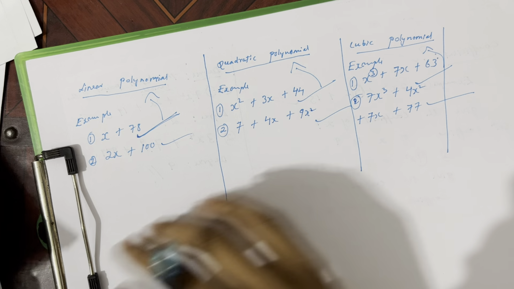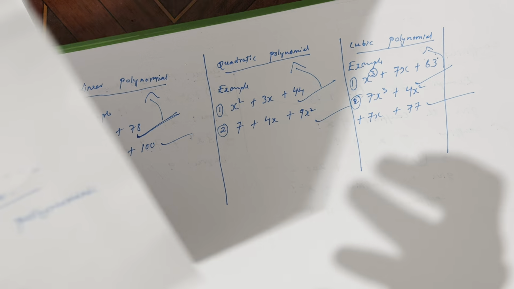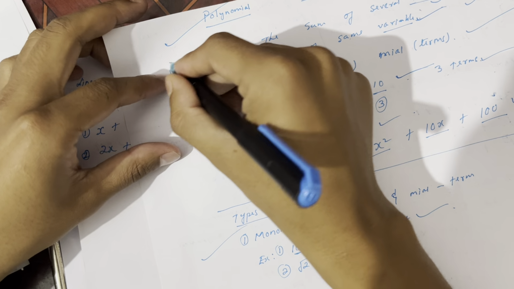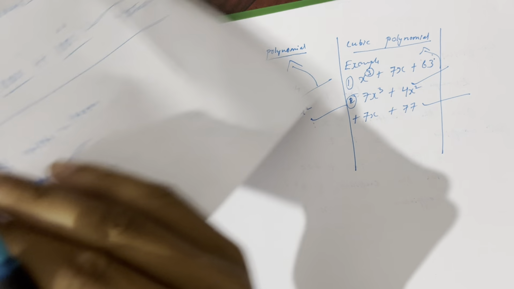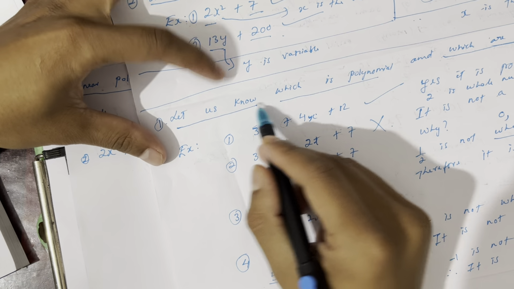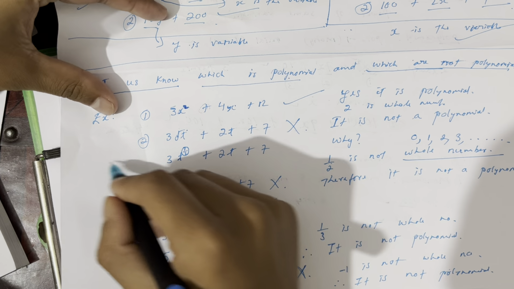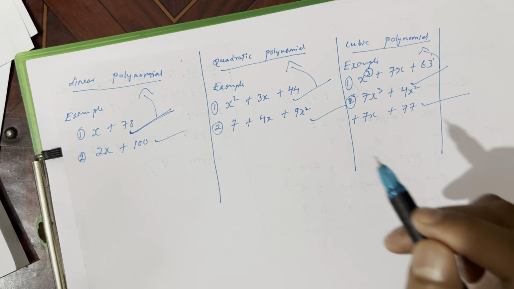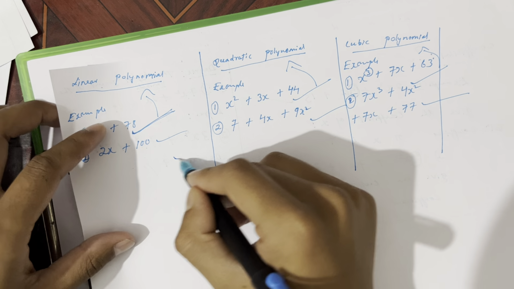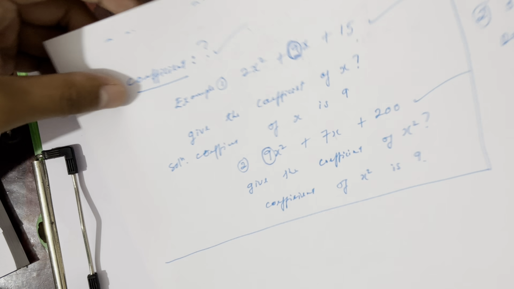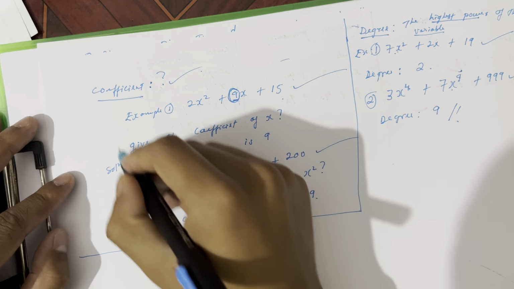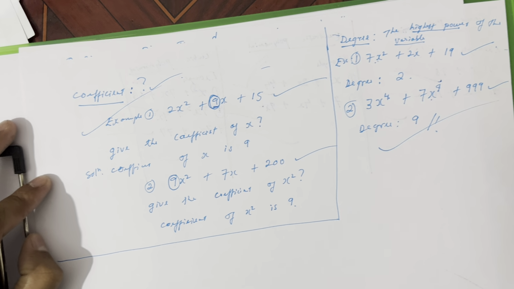After clearing all these concepts, starting from polynomial, you already know polynomial, and then types of polynomial, and you already know which is a polynomial and which are not polynomial. And then last one, you already know linear polynomial, quadratic polynomial, cubic polynomial. And without forgetting this one, coefficient you already know, degree you already know.